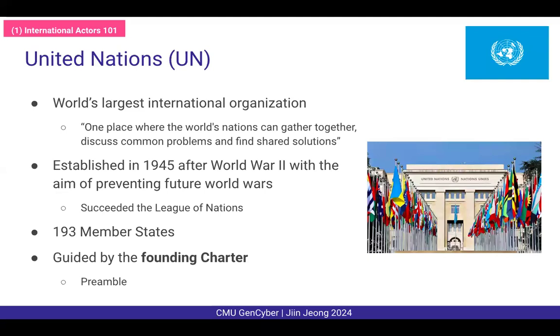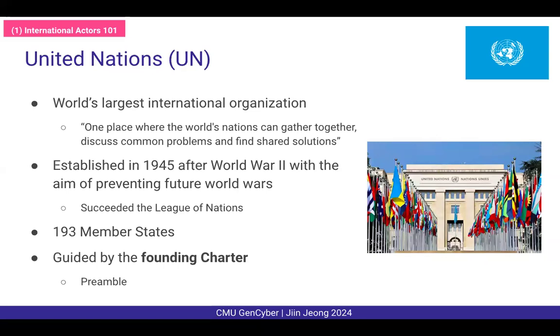So going over to the international actor space. First, this is probably the actor that we are the most familiar with, the United Nations, or the UN. The UN is the world's largest international organization, and according to its website, it is a place where the world's nations can gather together, discuss common problems, and find shared solutions. The UN was established in 1945 after World War II with the aim of preventing future world wars. It succeeded the League of Nations, which was established after World War I.